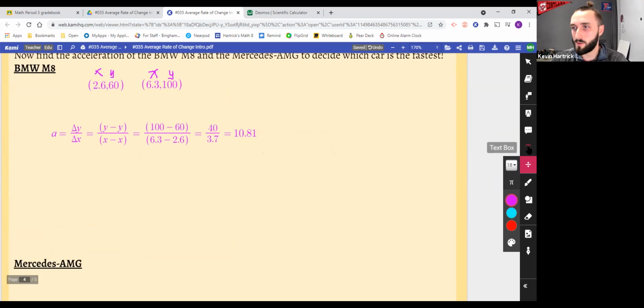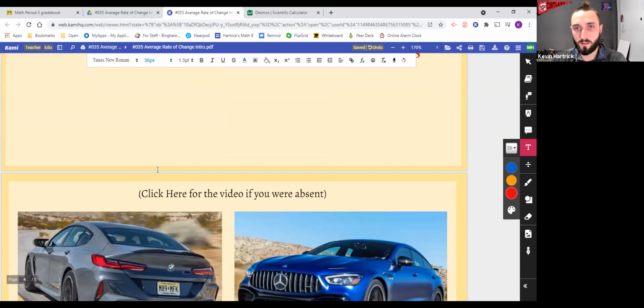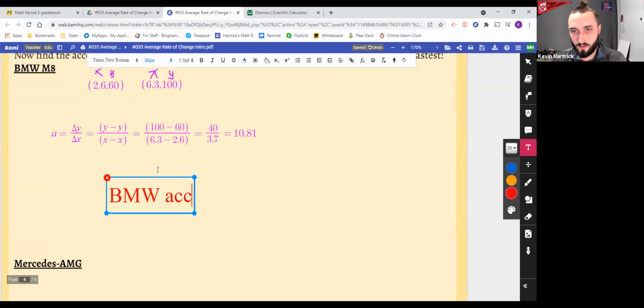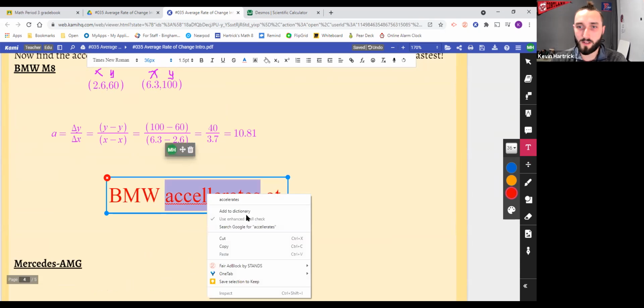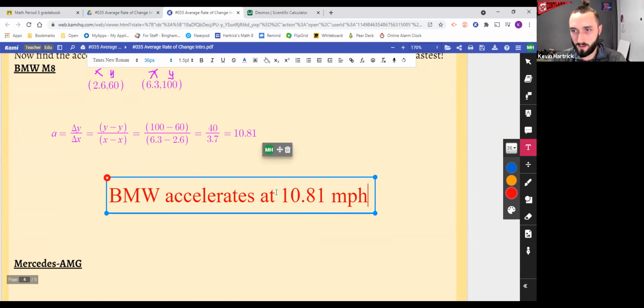Okay, so let's write that into a nice sentence here. BMW accelerates at 10.81 miles per hour per second.